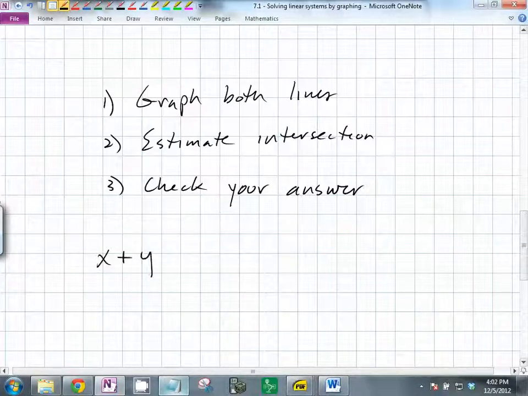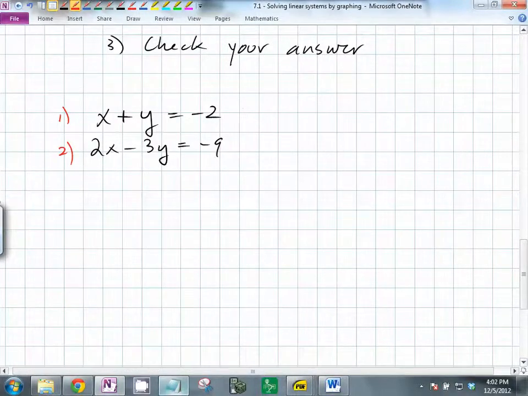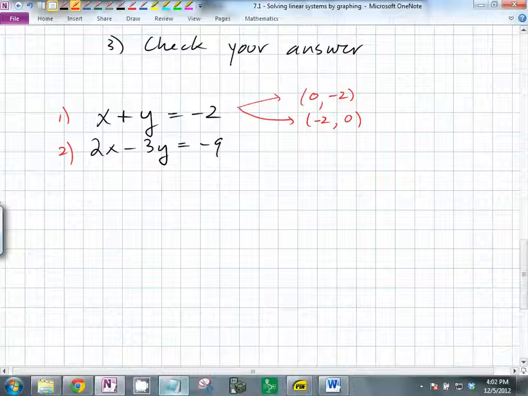x plus y is equal to -2, and 2x minus 3y is equal to -9. We'll call this one equation 1 and 2. We are looking for a point that makes both of these equations true, and we're going to do that by graphing these equations. So let's talk about when x is 0 on this equation, y is -2, and when y is 0, x is -2. It's a pretty nice one. It's pretty straightforward. Let's talk about the second one here.